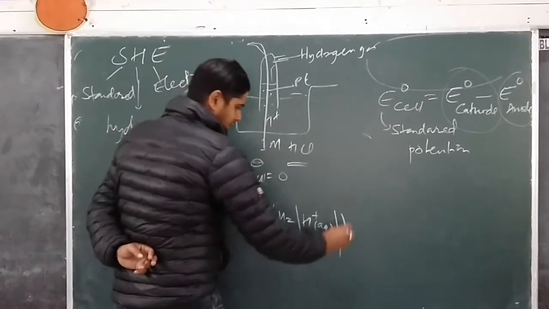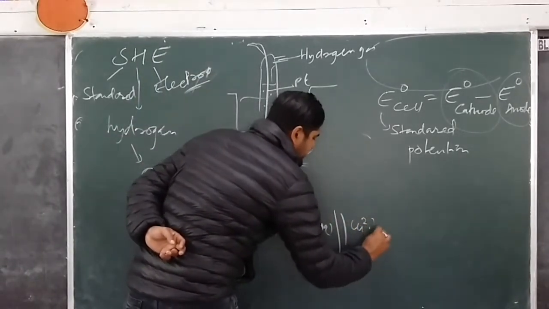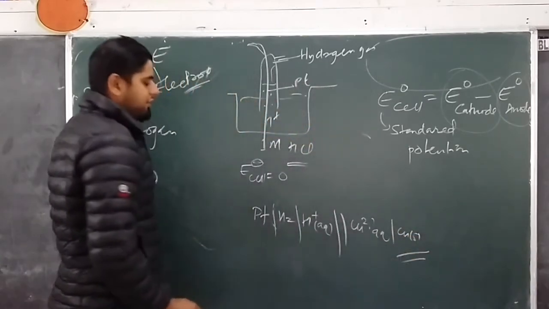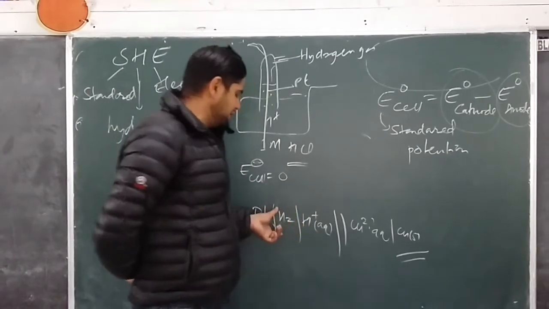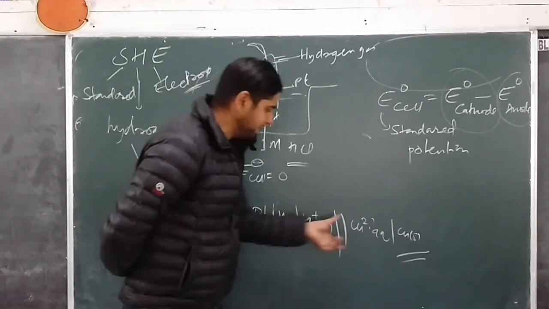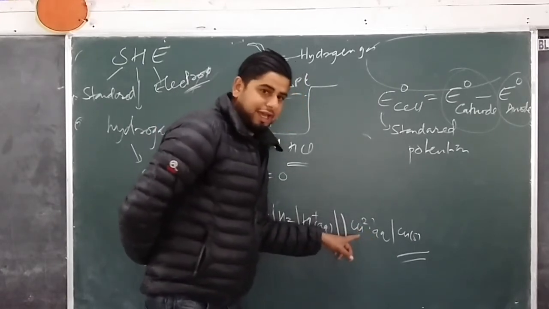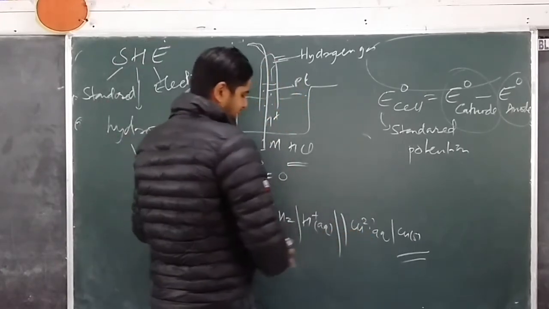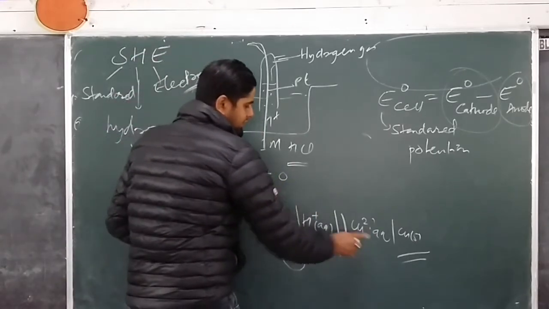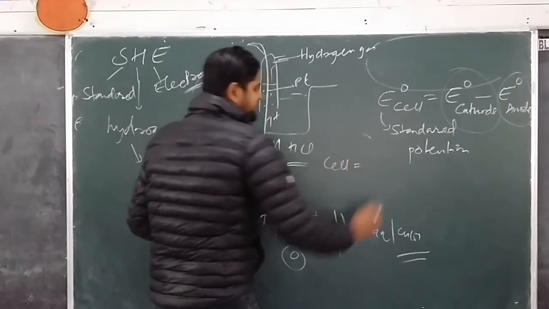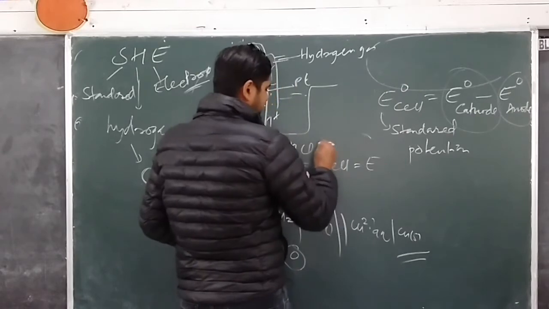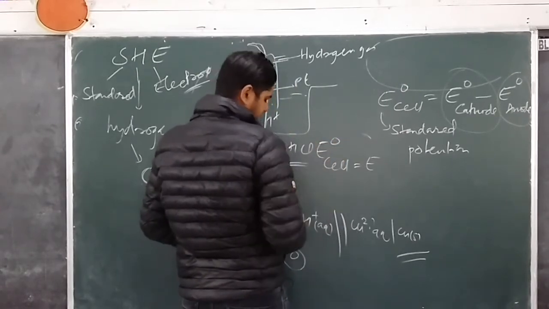With the salt bridge, copper 2 plus aqueous, copper solid. This is the comparison between the standard hydrogen electrode and copper electrode. The potential for the hydrogen electrode is 0, so you can easily find the potential for the other. This is the entire cell. Now this is the standard value of E cell for this particular reaction.